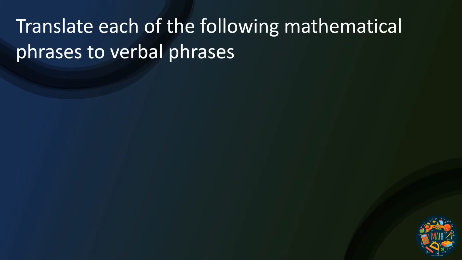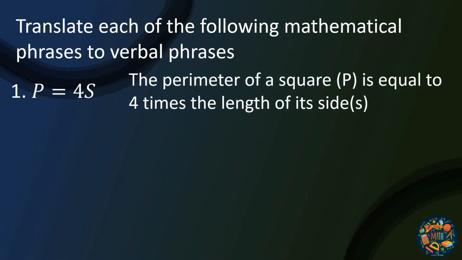Magaling, learners! Ngayon naman ay mula sa mathematical statement, translate into verbal phrases. Number 1. P equals 4S. Pamilyar ba kayo sa formulang ito? Tama! Ito ay formula na ginagamit sa pagkuha ng perimeter of a square. Kaya, the perimeter of a square P is equal to 4 times the length of its side S.